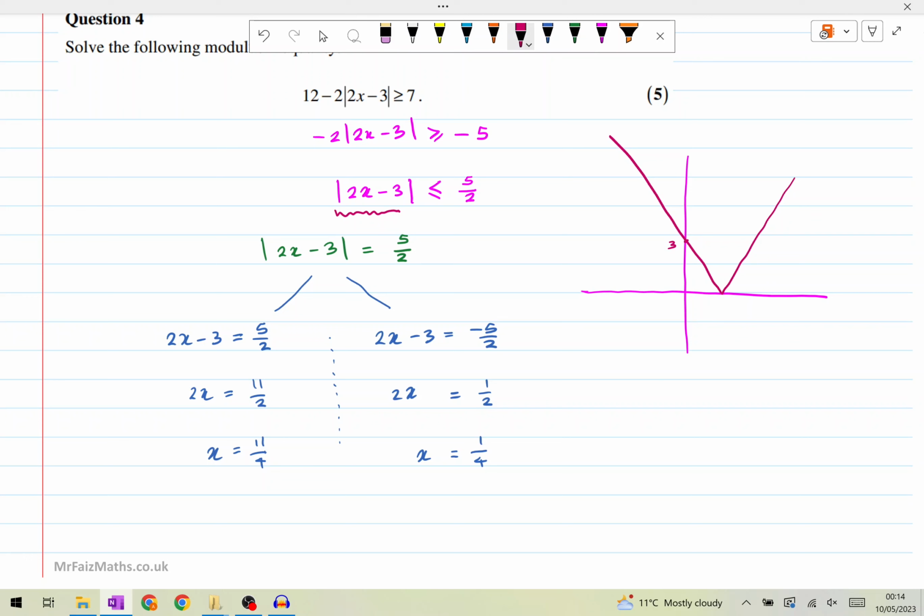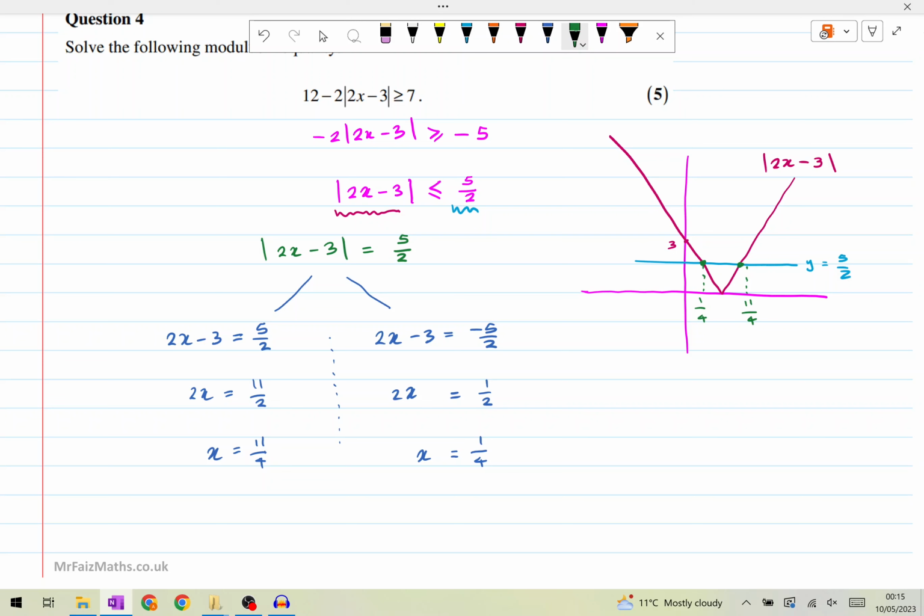Now 5 over 2 is less than 3. So I'll draw the line y equals 5 over 2 here, a line that's something like that. So this is y is equal to 5 over 2. And this is y is equal to the modulus of 2x minus 3. So the two points where they intersect, these two x coordinates, are the two x coordinates that we've got. One of them is 1 over 4, the other one is 11 over 4.